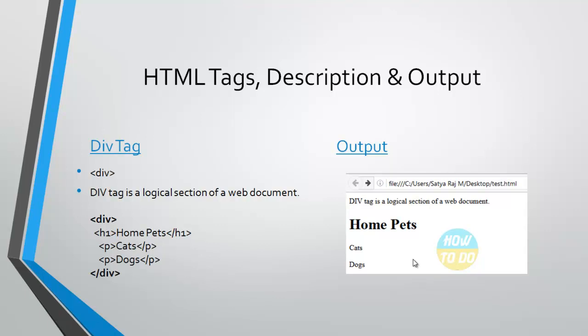Next comes the div tag. The div tag is a logical section of a web document. And div, and this is the syntax that you use. H1 home pets, close the H1, P cats, close the P, P dogs, close the P, and I'm closing the div tag. This is the output that we should be getting for the div tag.